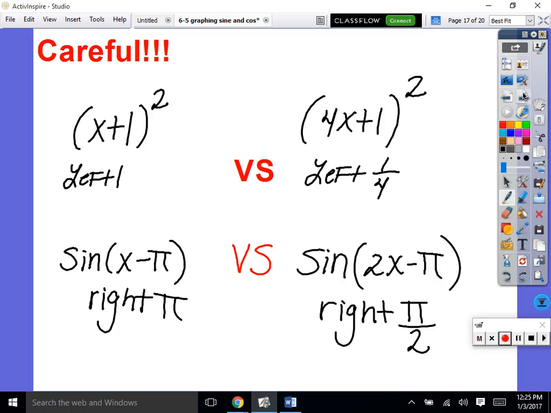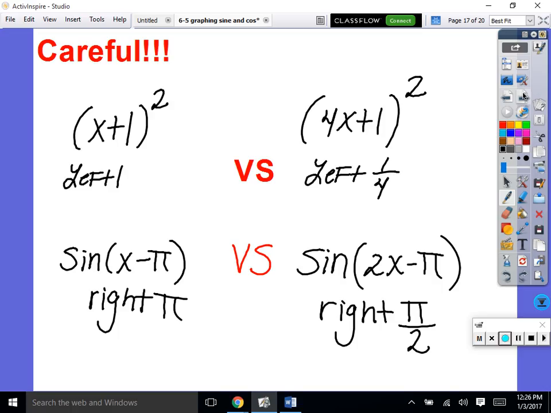So look at the difference between sine of x minus pi. We can literally just say it's right pi because there's nothing in front of x. But here we have something in front of x, a 2. So this isn't a shift of just right pi. We would set that equal to 0. So we would go like this.